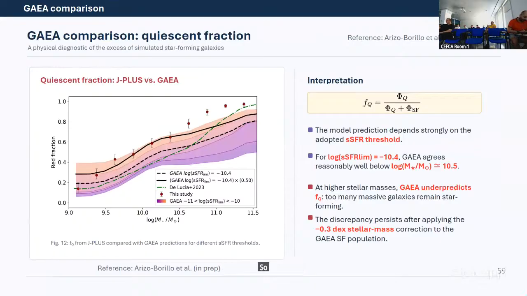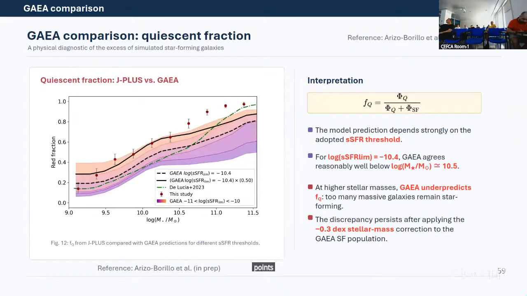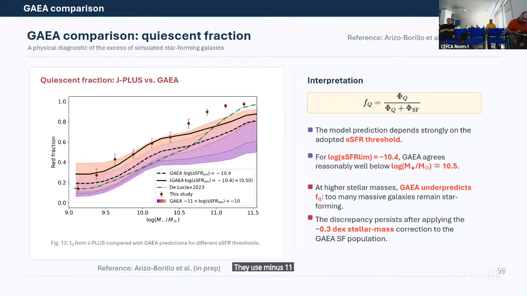So we obtain also the quiescent fraction, or the red fraction, it is the same. Our points are the dark red points, and we compare with the GAEA results. In this case, we play also with different cuts in specific star formation rate from them. Just to take into account that they use -11, but with -11, the things don't work. We compare also with the Lucia, and this work with GAEA. We see basically that they are having less red fraction at low stellar masses. So they are more star forming galaxies. They have more.